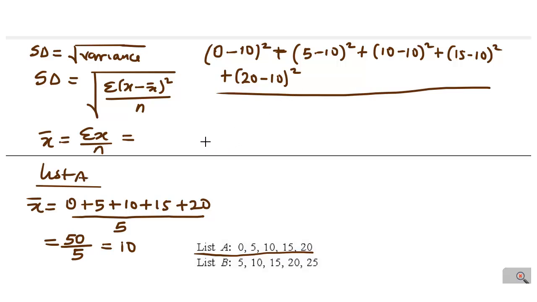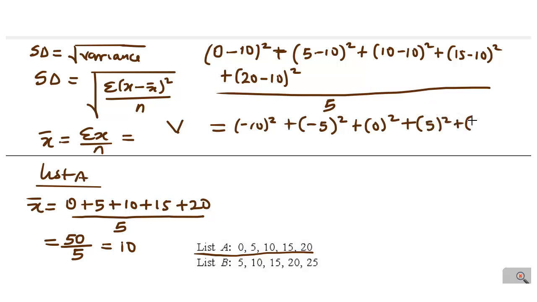And n in this case is 5, so over 5. Whatever we get here is actually the variance, because we're solving for what is inside the square root. So this returns (0 minus 10), that is minus 10 squared, plus (5 minus 10), that is minus 5 squared, plus (10 minus 10), that is 0 squared, plus (15 minus 10), that is 5 squared, plus (20 minus 10), that is 10 squared, then everything divided by 5.